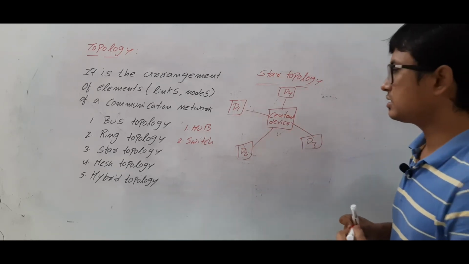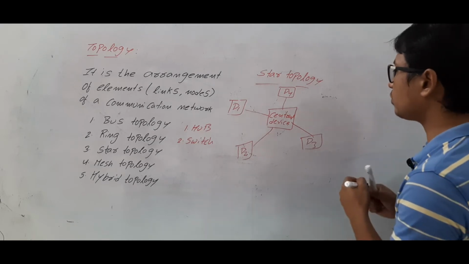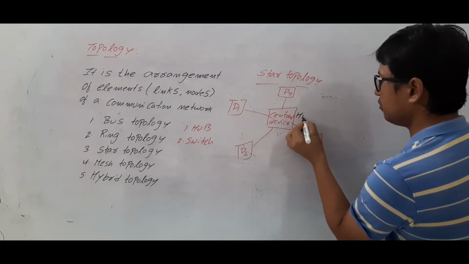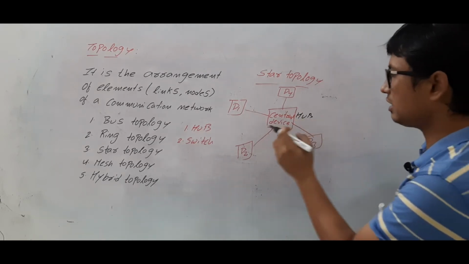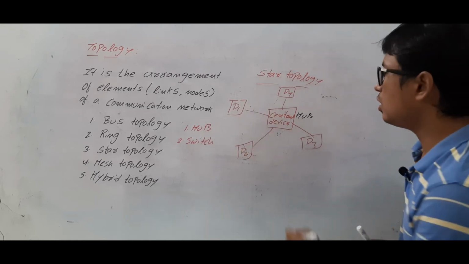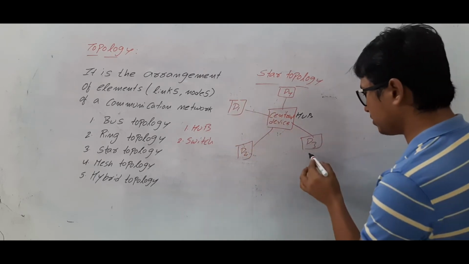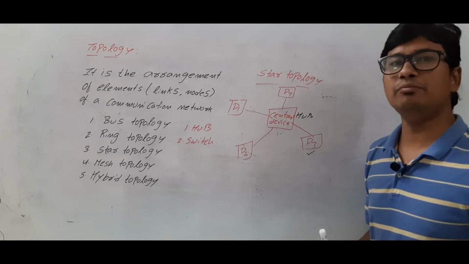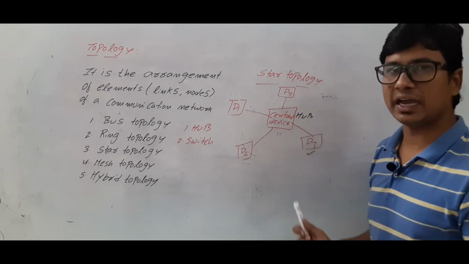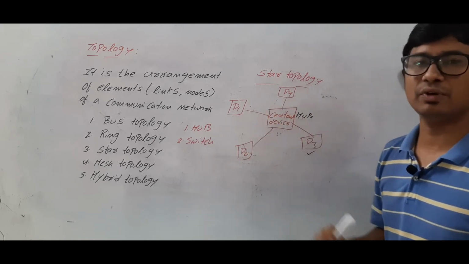So what I will tell you about the hub is, if you have a hub as the central device, then what will happen? If device 1 wants to transfer the data to device 3, then once the hub receives the packet, it will broadcast it to everyone.